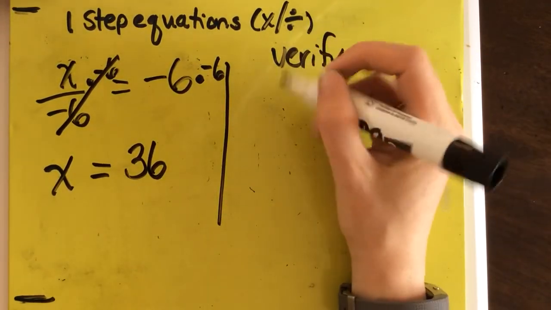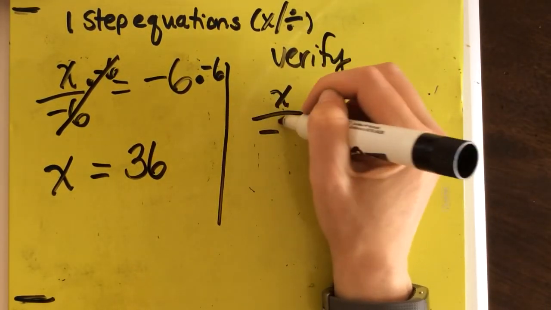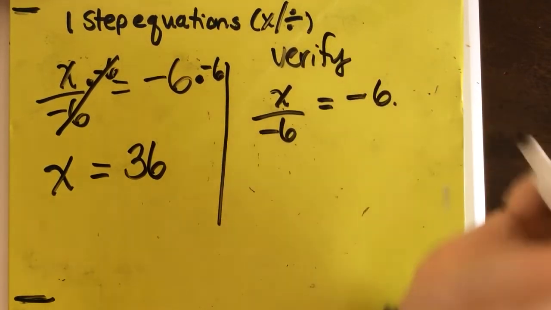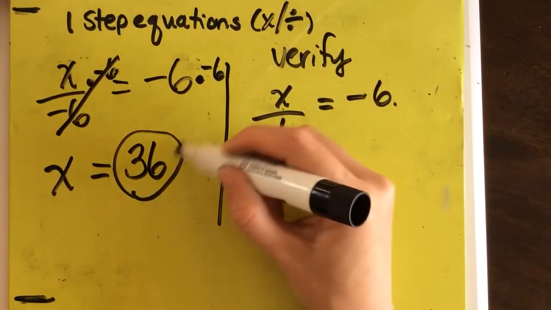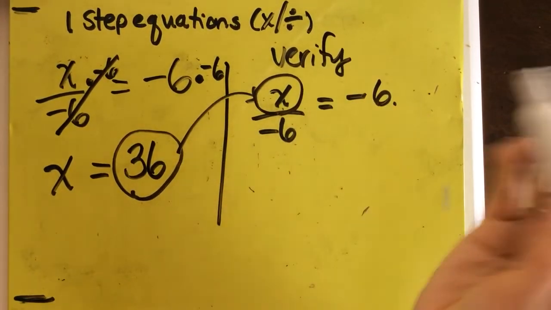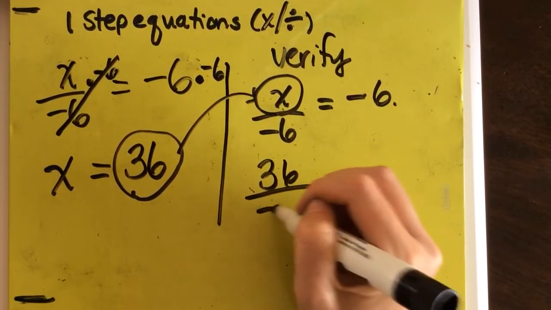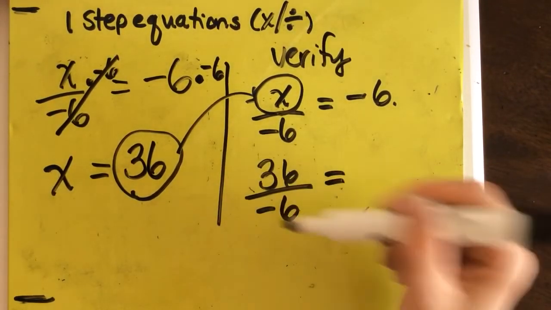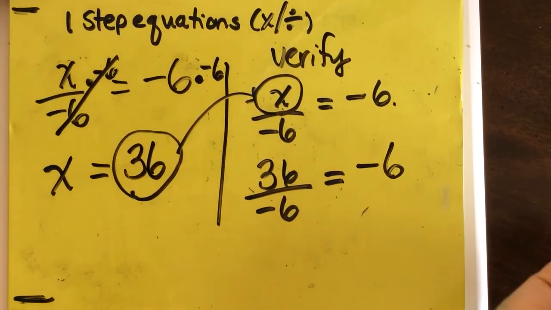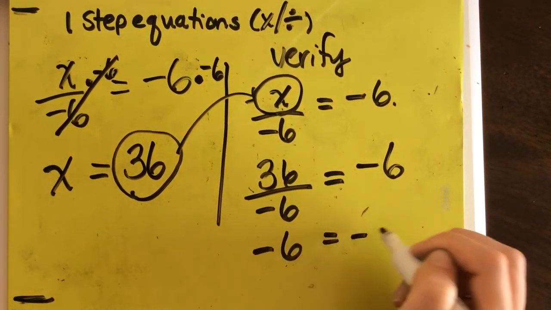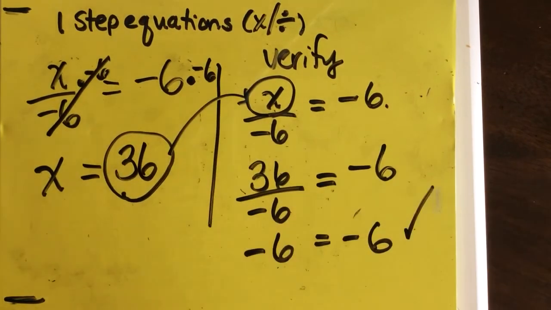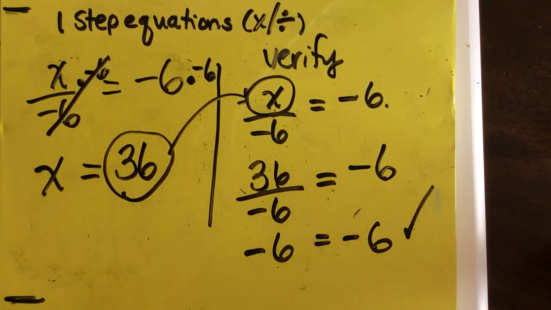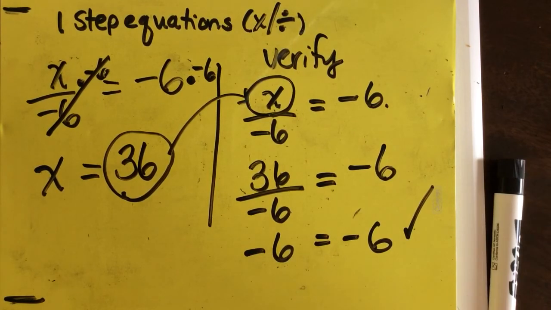And we're going to see if that answer is correct. We take our original equation and we substitute in this 36 in place of the x. So we end up with 36 divided by a negative 6. We know a positive divided by a negative gives me a negative answer, negative 6. So my answer is negative 6 equals negative 6, and that works out. So we know that my answer is correct. All right, that is how you solve one-step equations involving multiplication and division.